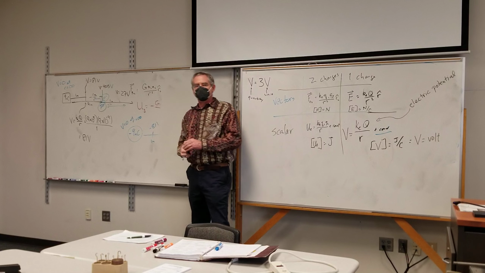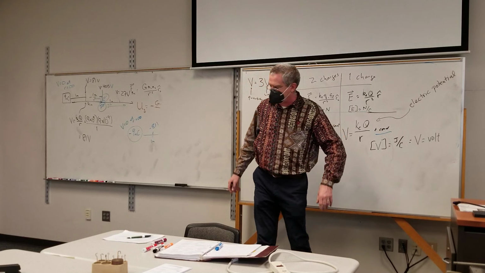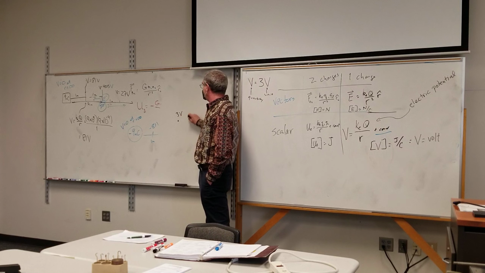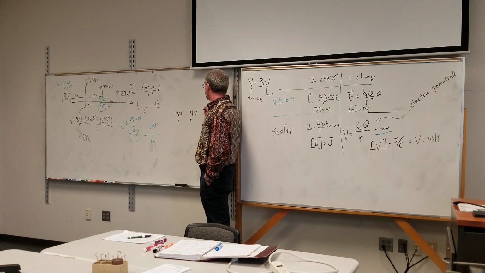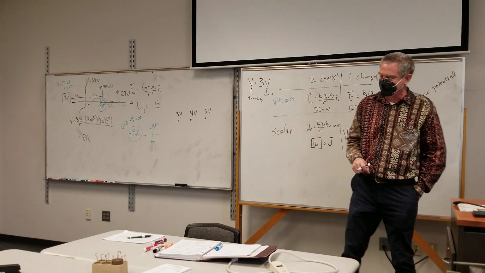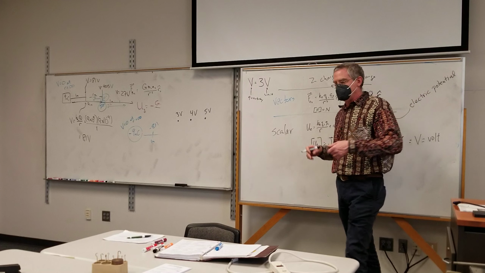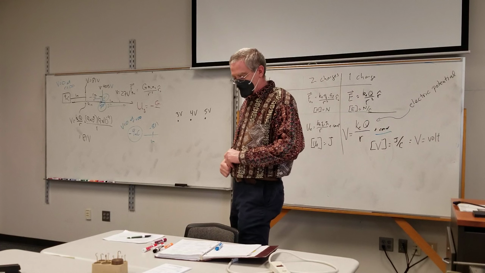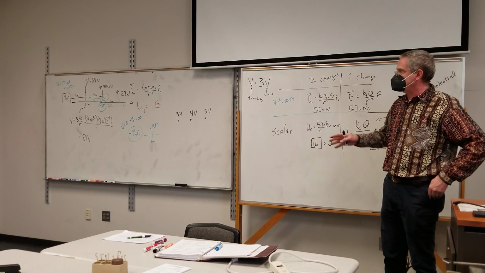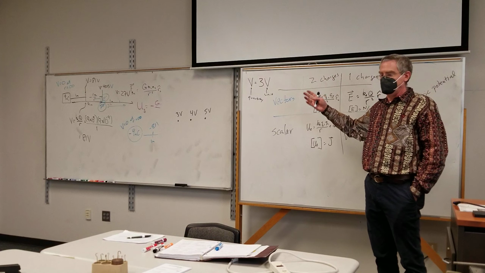So I have a configuration. Assume I've got charges set up so that my potential here is 3 volts, my potential here is 4 volts, my potential here is 5 volts, whatever my charge configuration needs to be to make that happen. One of the advantages of talking about this is I really don't need to know what the charges are, I just need to know where my potentials are.